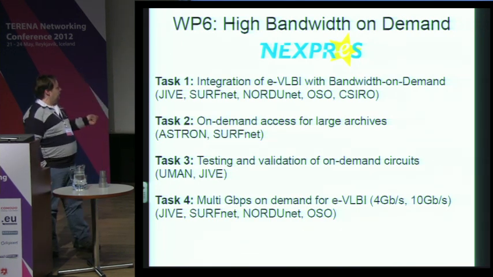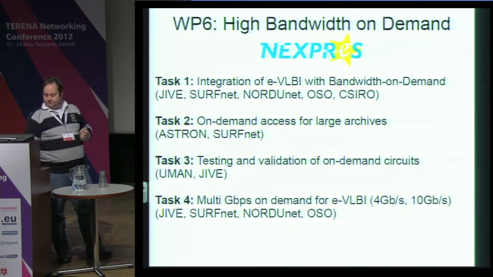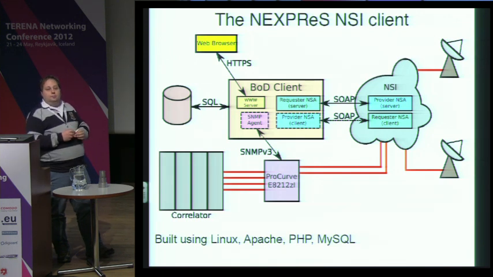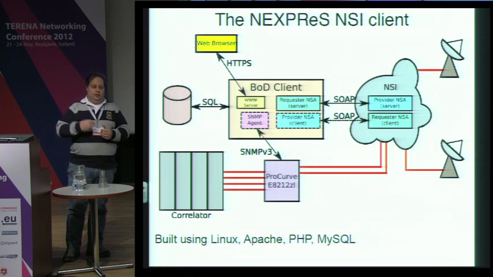And the last task is basically a demonstrator showing that we can do on-demand bandwidth at 4 gigabit or even 10 gigabit. For this, we've developed our own NSI client. So we actually have our own software that speaks the NSI protocol, and we go and talk to the OpenDirect NSI implementation at SurfNet, for instance, and say, we would like to have so much connectivity between these two ports on your network. And then we go and talk to Nordunet, say we want to have so much connectivity between those, and we stitch it all together, and then we have a path.